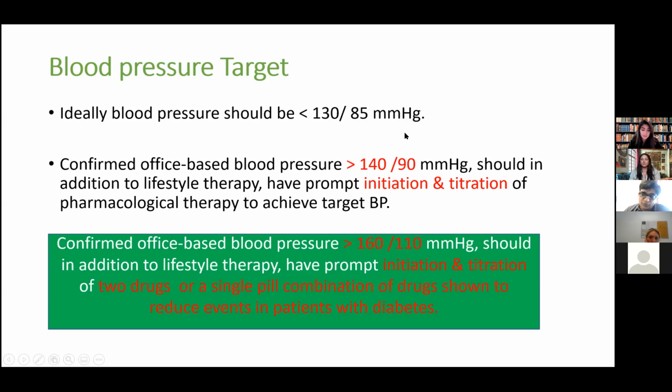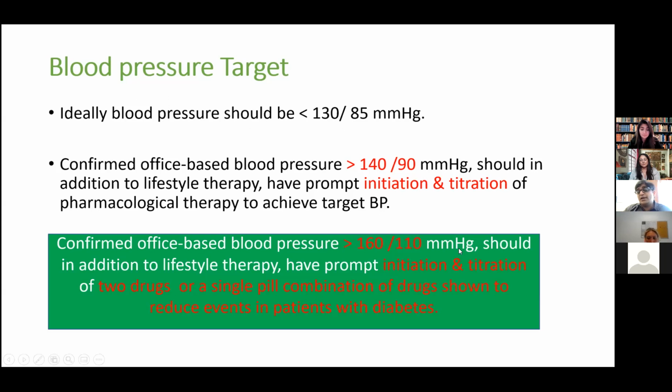So if you have a patient whose blood pressures on a couple of visits are more than 140, home blood pressures are running high, and they've already tried the diet and lifestyle, that is a time to intervene and consider starting blood pressure medications along with weight loss, diet, and exercise. And these are the recommendations from ADA.